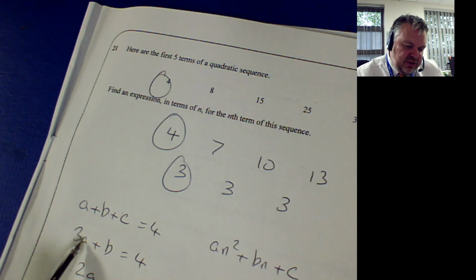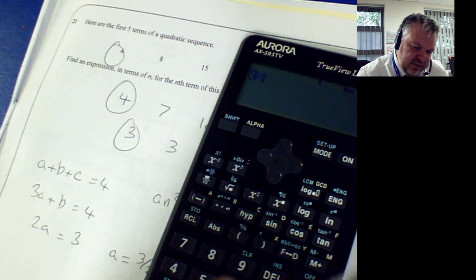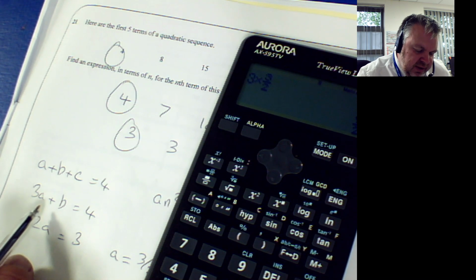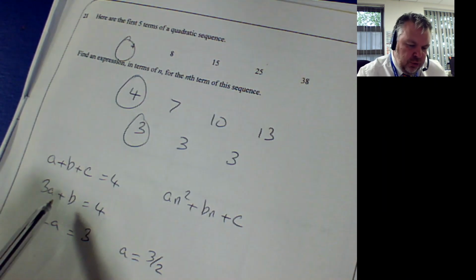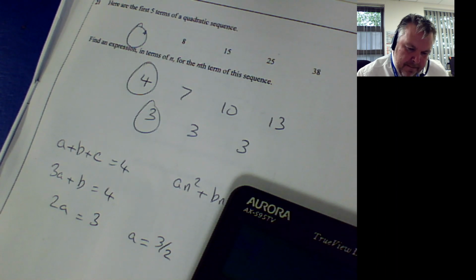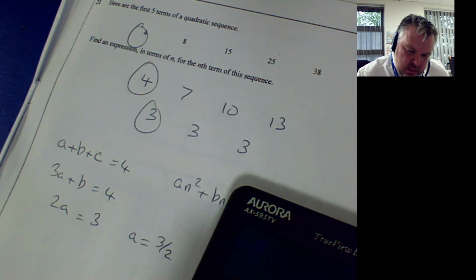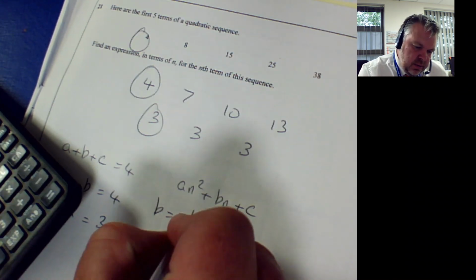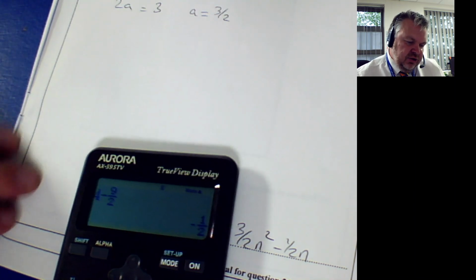Next one. If a is 3 over 2, and I've got 3 lots of this, I'm going to use my calculator here, so 3 times 3 over 2, which is 9 over 2. 9 over 2 plus something is 4. So if I do 4 minus 9 over 2, it'll give me my value of b, which is minus a half. So minus a half n.